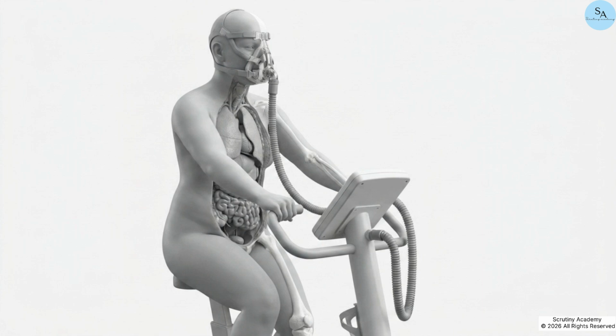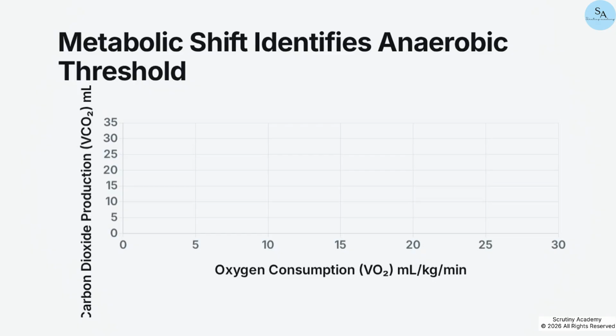This graph illustrates the mechanics of the test. It maps exact gas exchange by plotting oxygen consumption against carbon dioxide production, while the patient pedals against increasing physical resistance. During the initial physiological response to exercise, oxygen consumption and carbon dioxide production rise in parallel.